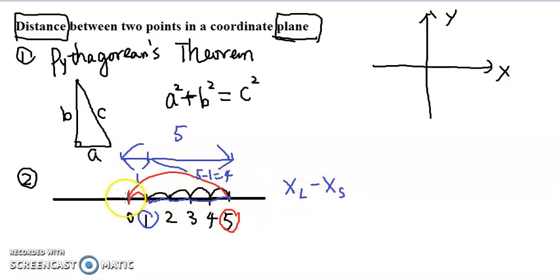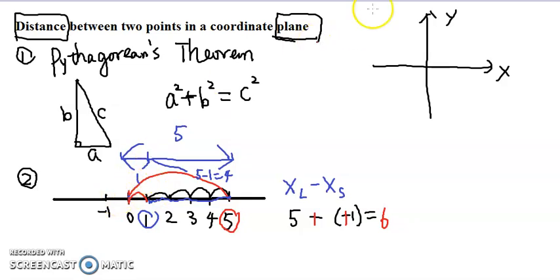It always works, even with a negative number. Say, suppose we have a negative 1 instead of positive 1. It will still work. We take the large number 5 minus the smaller number negative 1. So we have minus minus, and we do the subtraction rule, keep, change, change. That gives us a 6.